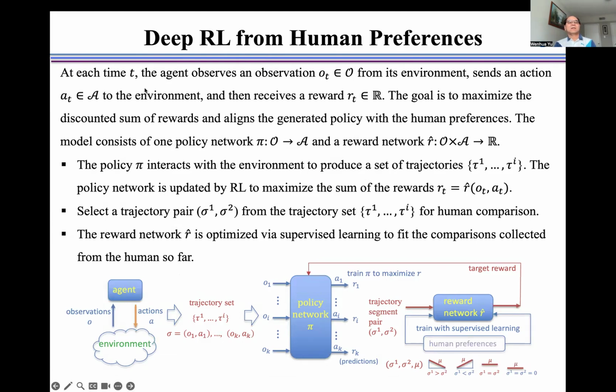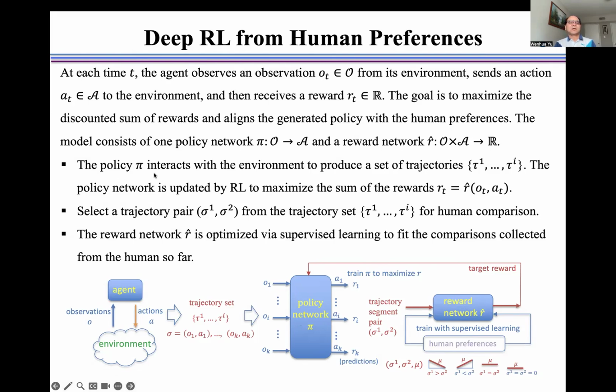At each time t, the agent observes the observation o_t from its environment, sends action a_t to the environment, and then receives the reward r_t. The goal is to maximize the discounted sum of rewards and align the generated policy with the human preferences. The model consists of one policy network pi and one reward network, as shown here and here.